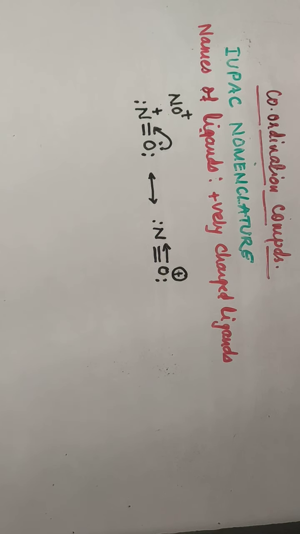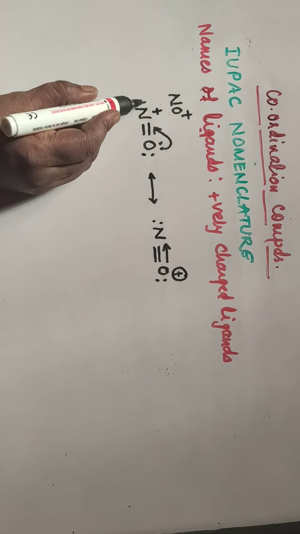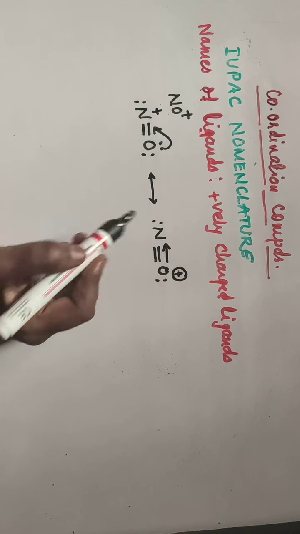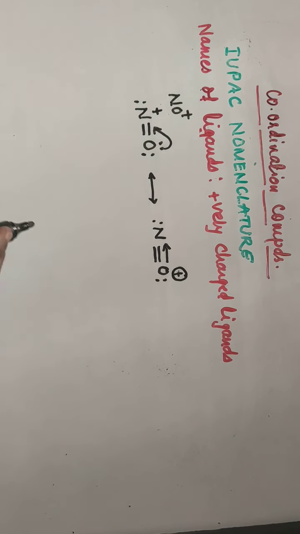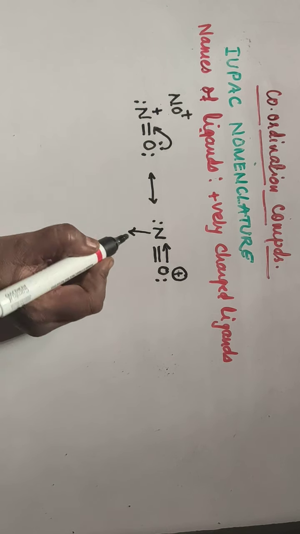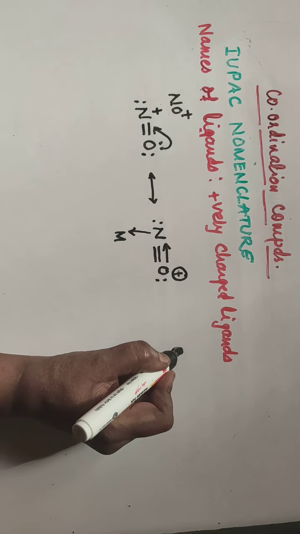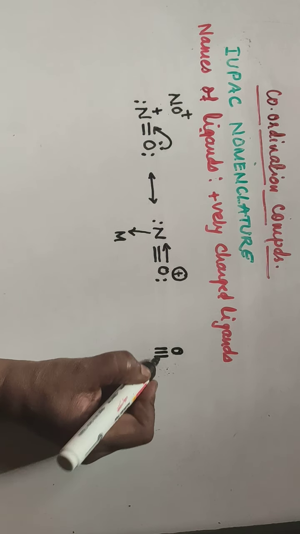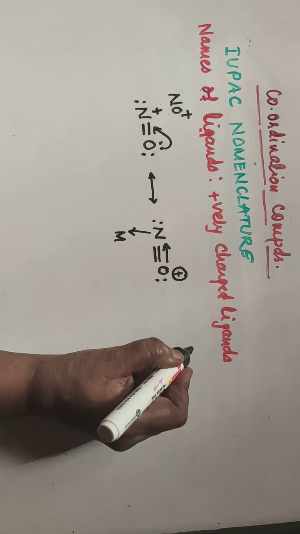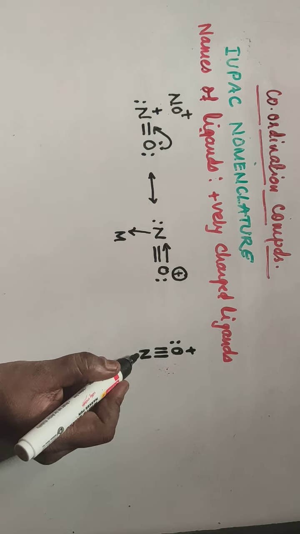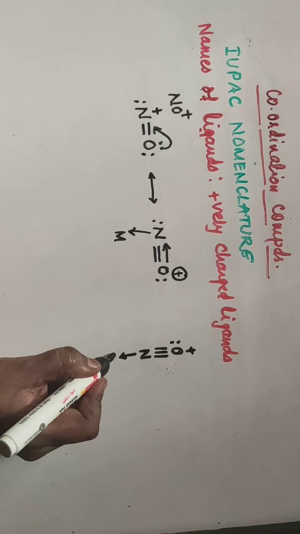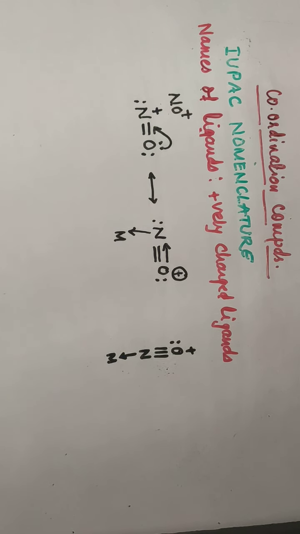So here in this case, the nitrogen atom containing a lone pair of electrons is now the donor atom. It donates an electron pair to the metal atom, and there is a linear structure, because a linear structure is more stable. That means there is a triple bond in between oxygen and nitrogen, oxygen acquires positive charge, and this nitrogen donates a lone pair of electrons to the metal atom, and this structure is a linear structure.